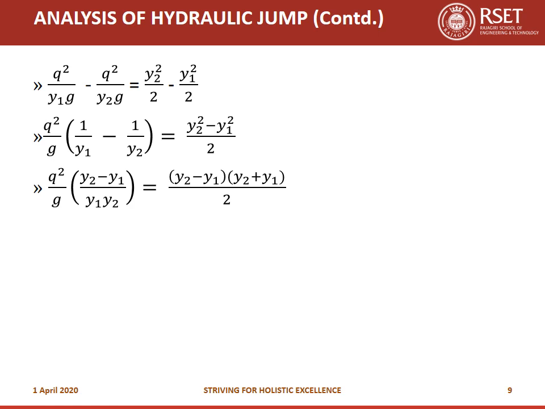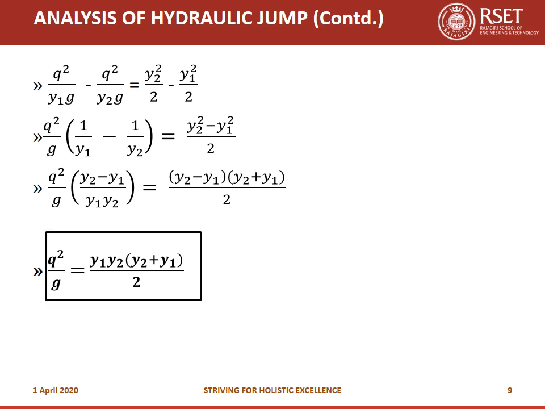Now taking the LCM, Q squared by g into (y2 minus y1) by y1 y2 is equal to (y2 minus y1) into (y2 plus y1) divided by 2. y2 minus y1 on both sides will get cancelled off. I will end up getting Q squared by g is equal to y1 y2 into (y2 plus y1) divided by 2. Again, you can see that this particular expression is written in bold.